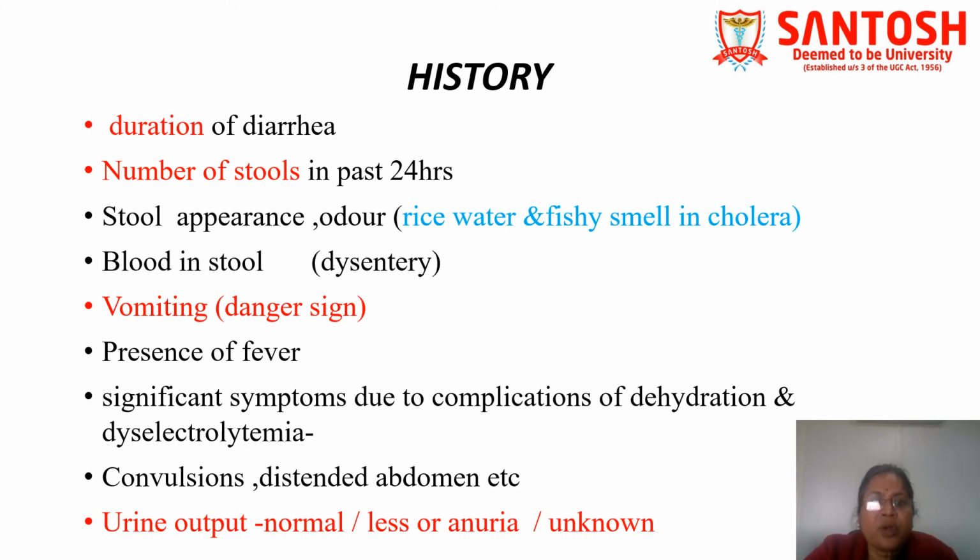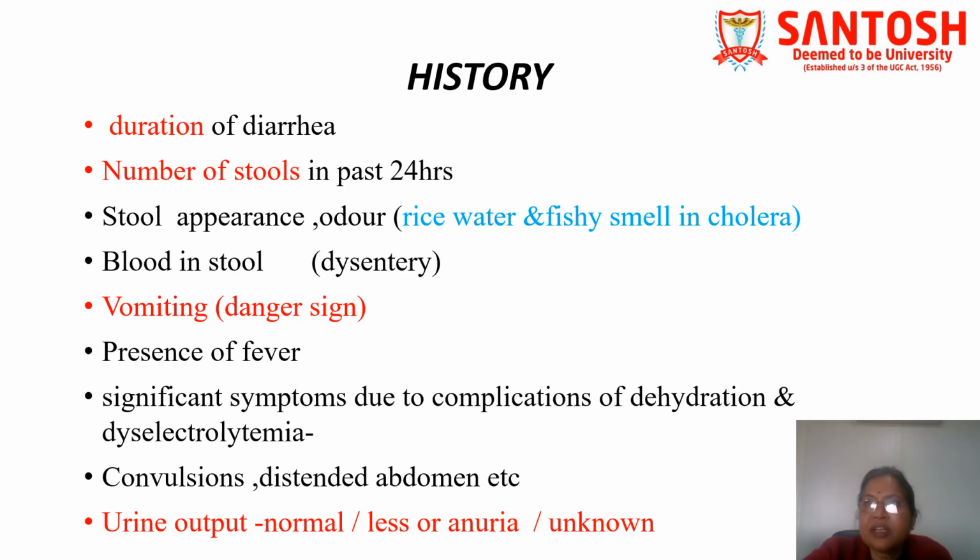You have known the importance of duration of diarrhea from the previous slides. We have to ask and we have to ensure whether or not it is beyond 14 days. Number of stools are important to give us an idea of the fluid loss. Here I have mentioned the stool appearance and odor. Odor we mean to say if it is rice water appearance, like chawal ki madi, and it smells like bad fish, rotten fish smell, maybe the baby is suffering from cholera. And if there is blood in the stool, we say the baby is having dysentery.